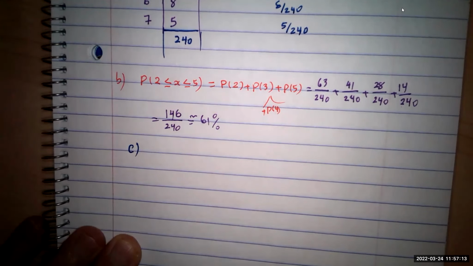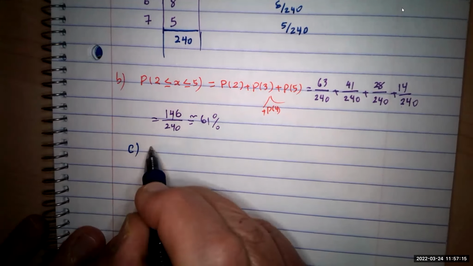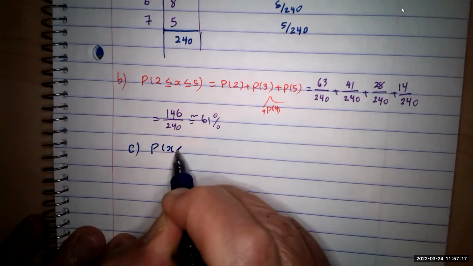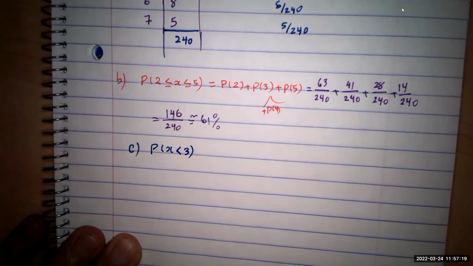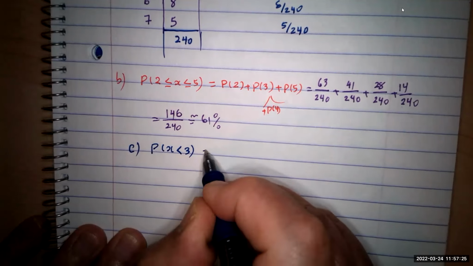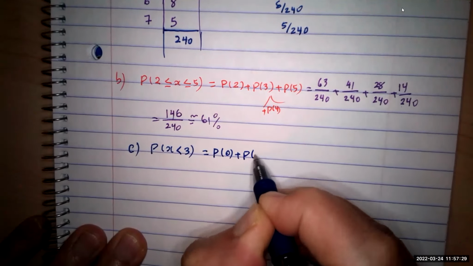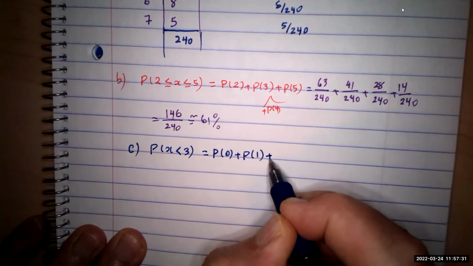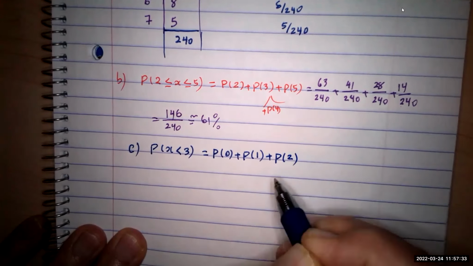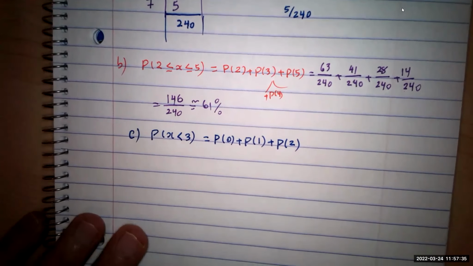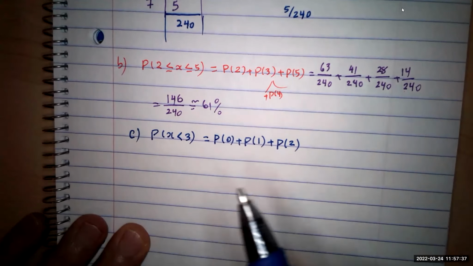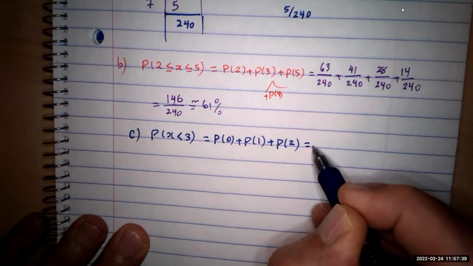And part C. Probability that X is less than 3. Less than 3 means 0, 1, and 2, not 3. So it's going to be P of 0 and P of 1 and P of 2. Less than 3. And then you go back and you bring these numbers, the same thing.